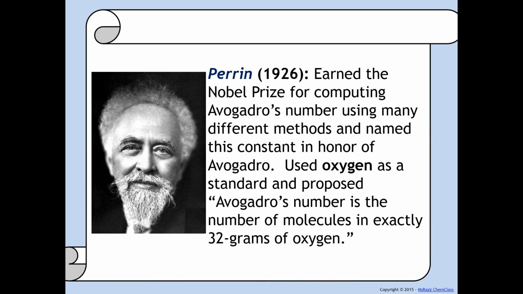And finally, we have Perrin. He earned the Nobel Prize for computing Avogadro's number using many different methods, and he named the constant in honor of Avogadro.